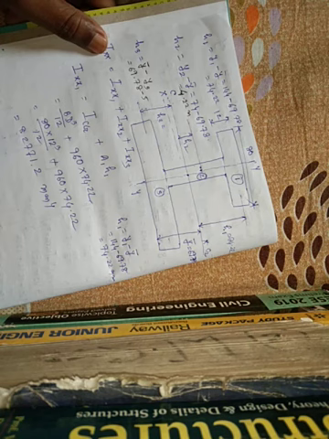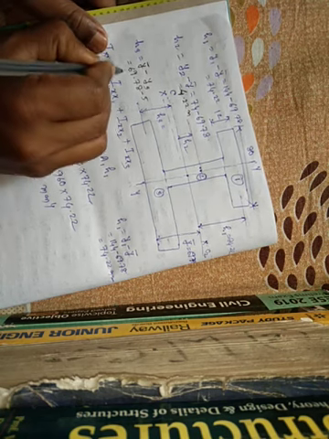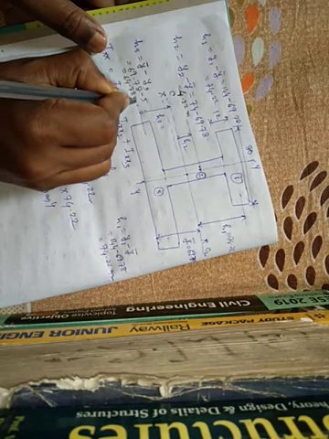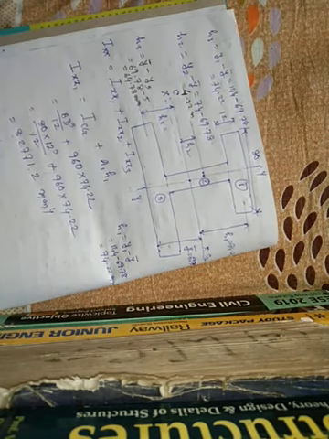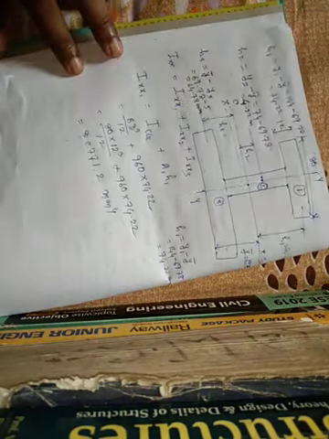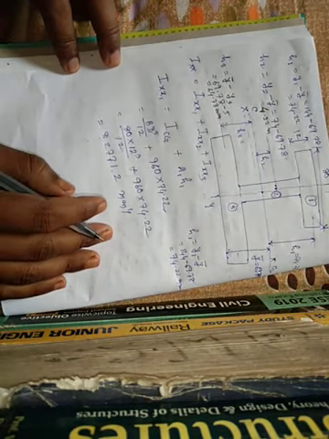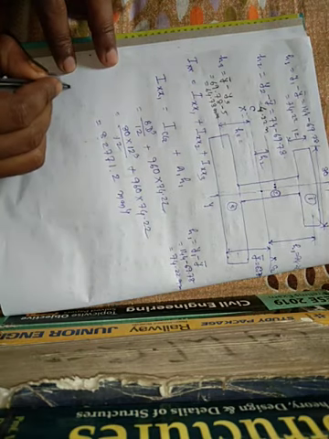69.78 minus 5 is equal to 64.78 millimeter. Now calculate the moment of inertia about the x axis of the web.